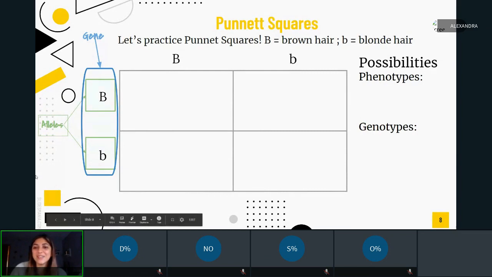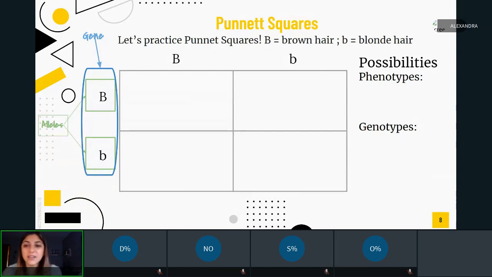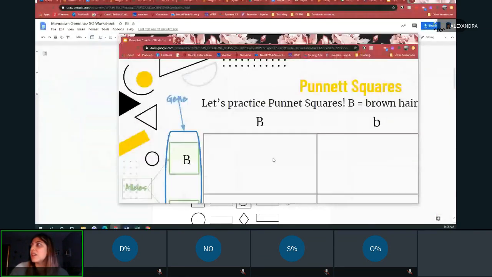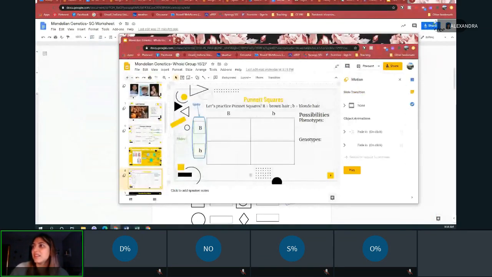You guys are already starting to figure it out, a 3-to-1 ratio for brown to blonde. So Emmett, could you please take yourself off of mute and explain what you did? I'm going to exit out here so I can be typing in here and type it in as you go. Can you explain what you did, Emmett?